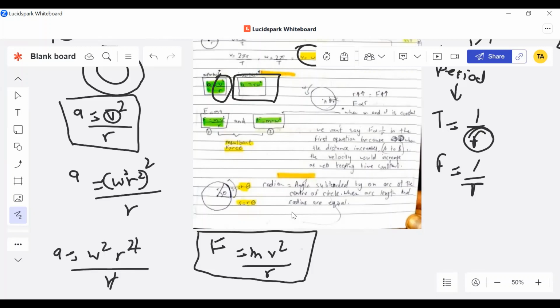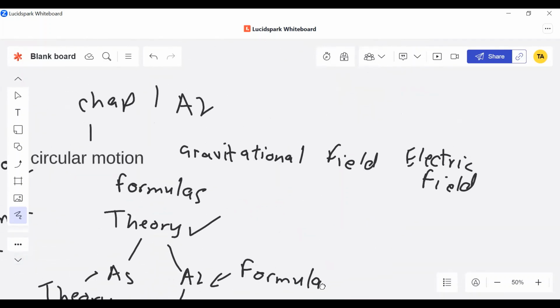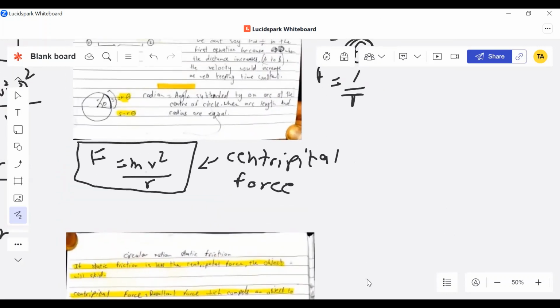And what is this force? This force is called the centripetal force. And later on in the coming chapters, you'll learn how centripetal force is connected to gravitational field and electric field. So for now, you only need to know that centripetal force is mv squared over R. And you also need to know how to derive this formula.